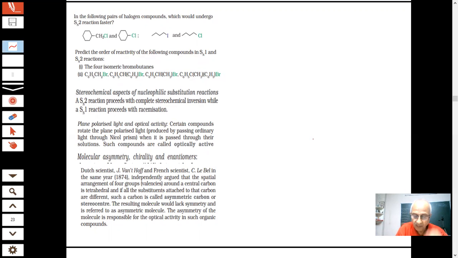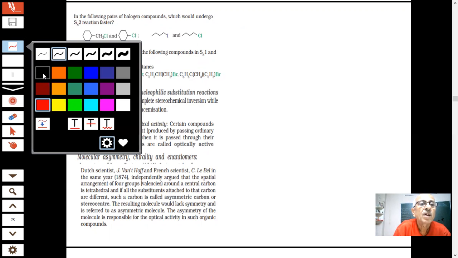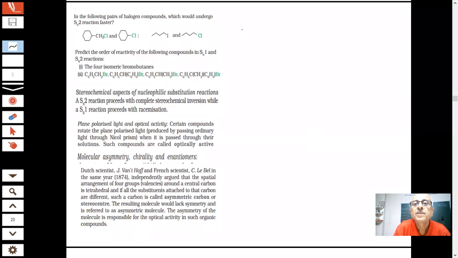Stereochemical aspects, very important questions will be coming in the paper, students. What does it mean? We are talking about the stereochemistry of the products in the nucleophilic substitution reaction. What do you mean by stereochemistry of the product, students?